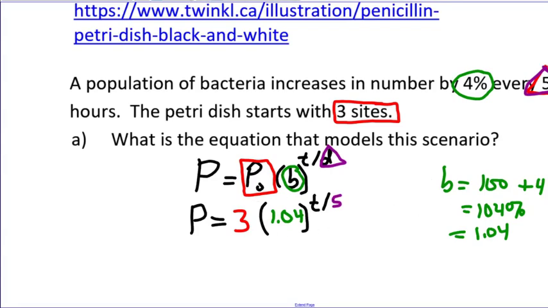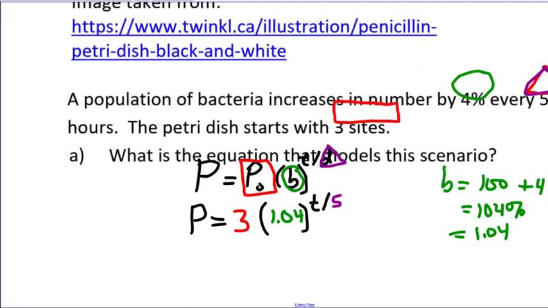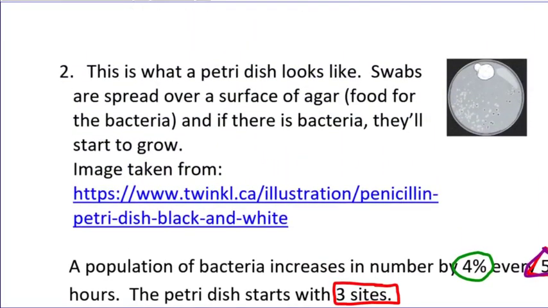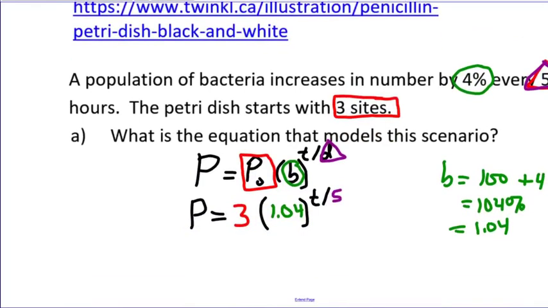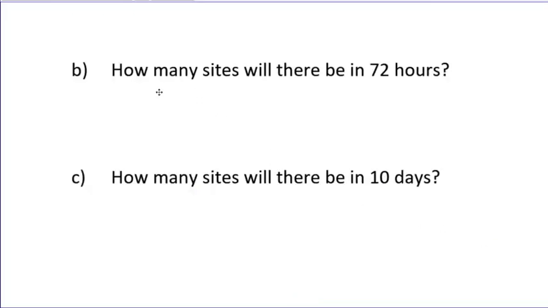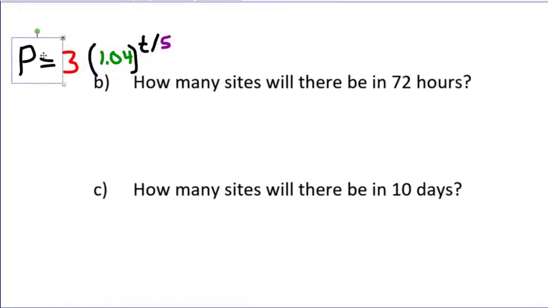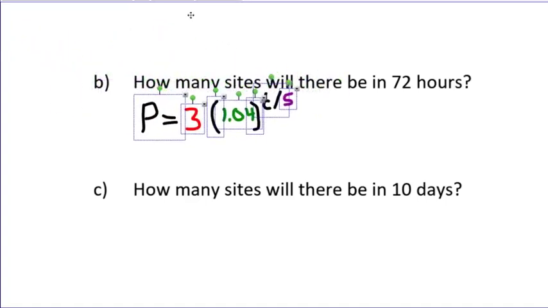Now I'm going to need that on the next slide, so I'm just going to try to copy that so I can move it over to the next slide. So I should be able to lock this in place. Okay, let's see if I can select this. And the next slide says how many sites will there be in 72 hours. So I'm going to paste my formula. So there's our formula.